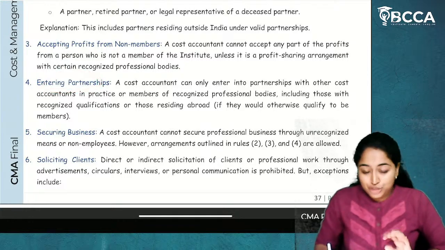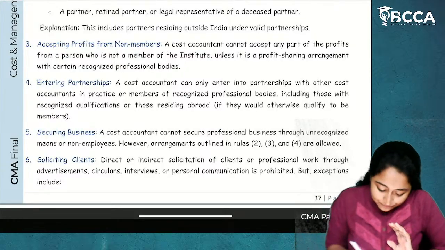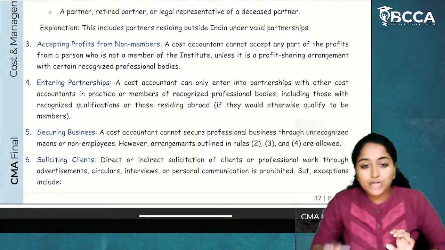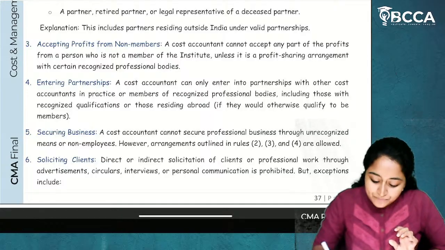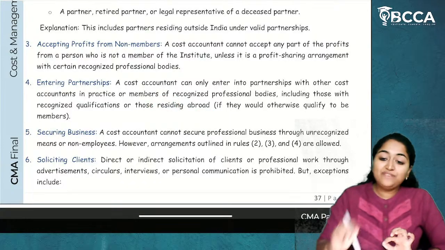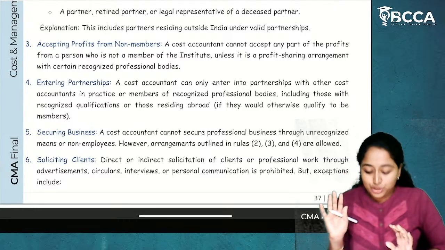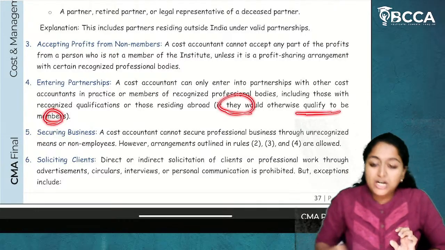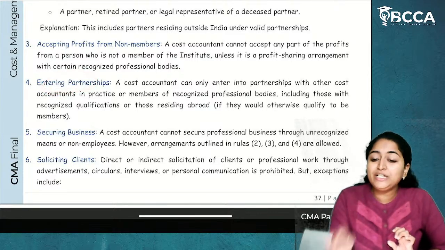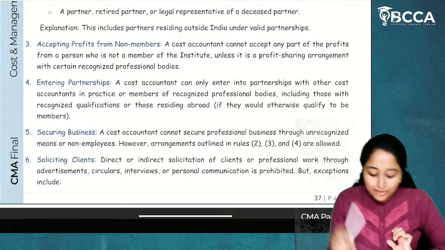Entering into partnership. A cost accountant cannot enter into partnership with anyone other than a cost accountant in practice or a member of a recognized professional body like CA or CS. You can get into partnership with them, including those with a recognized qualification or those residing abroad. Even if they are in other countries, if they are practicing there, you can get into partnership with them if they would otherwise qualify to be a member. So entering into partnership with any other person is prohibited, but you can enter into partnership with another cost accountant in practice or a member of a recognized professional body.